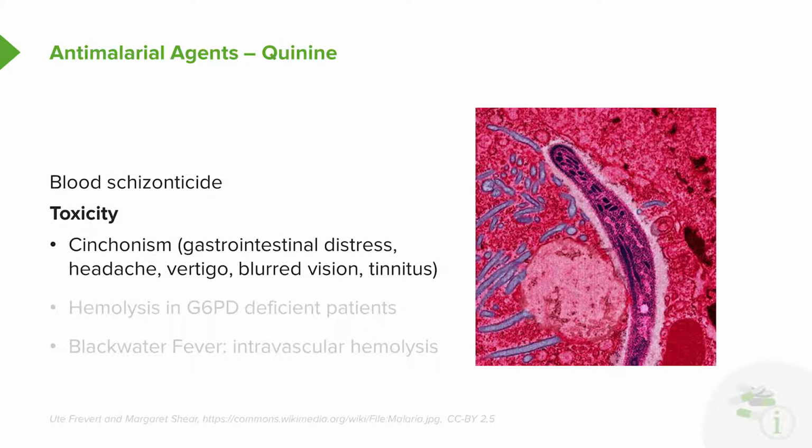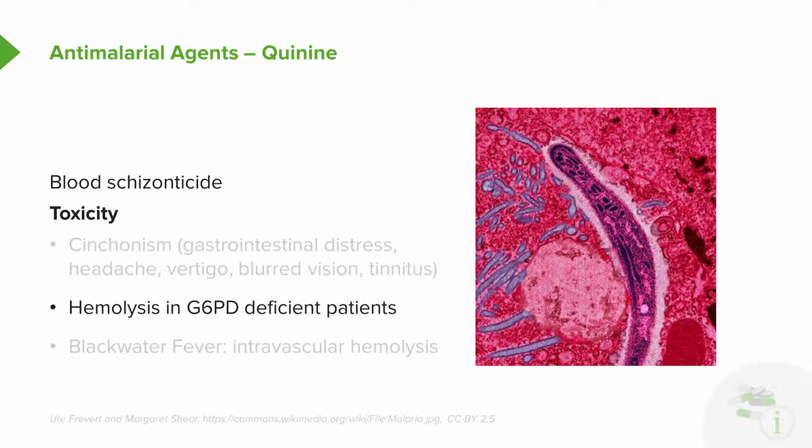The toxicity of quinine seems rather obvious, and we touched on it to some extent in our cardiology lecture. You'll sometimes get cinchonism or gastrointestinal distress, headache, vertigo, blurred vision, and tinnitus. Hemolysis is quite common in patients who have glucose-6-phosphate dehydrogenase deficiency, so it's a very important consideration and something you have to be very aware of, that you don't want to be using quinine in these patients.